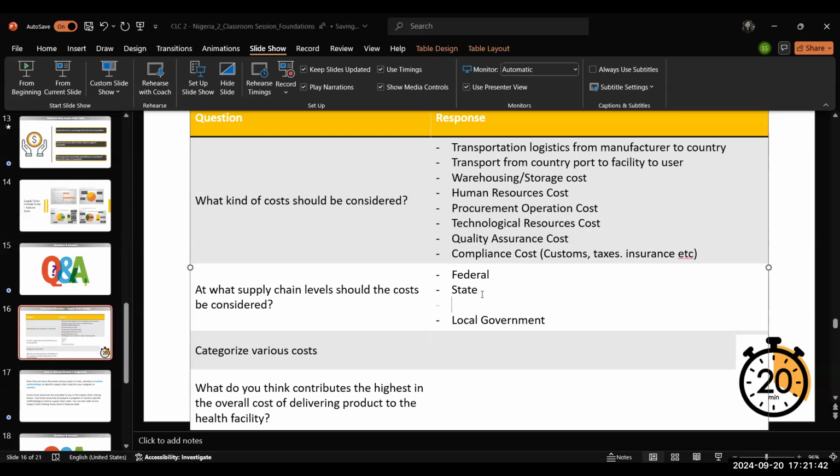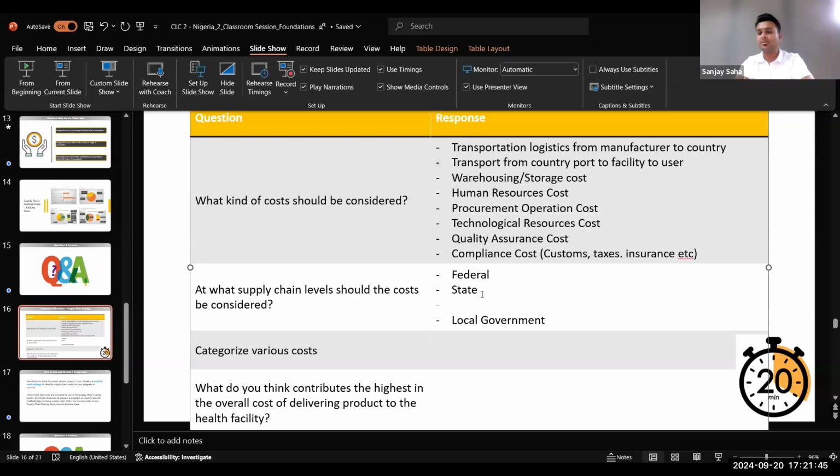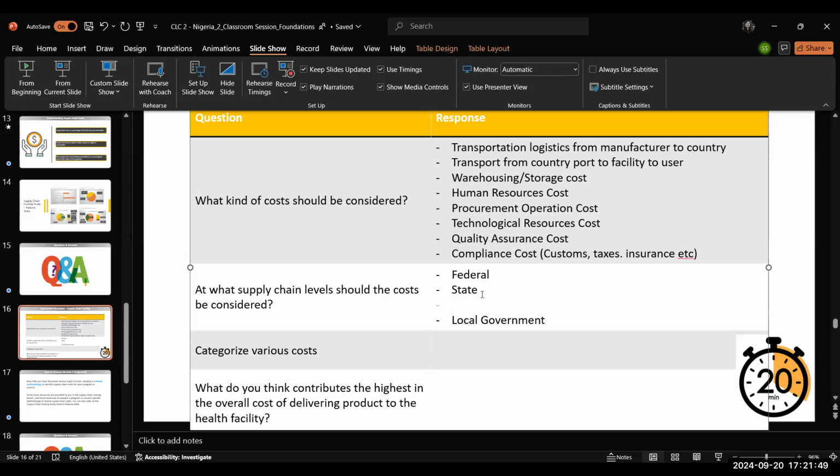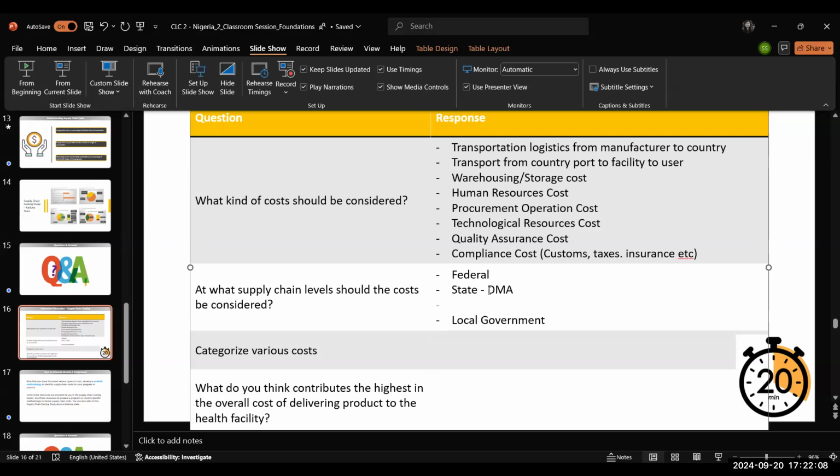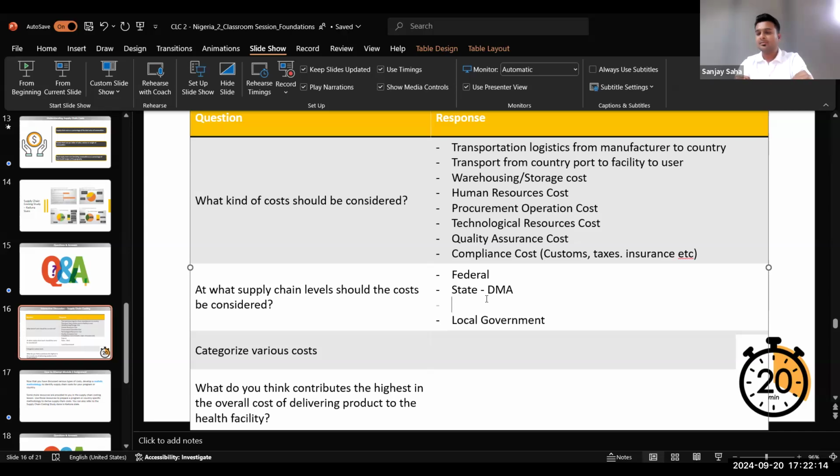I'm just curious because in some states there might be. For these DMA things, the state is the DMA. But from the DMA, do we go directly to the LGA, or is there something in between? That's what I'm trying to ask. There is a link between the state and the local government.